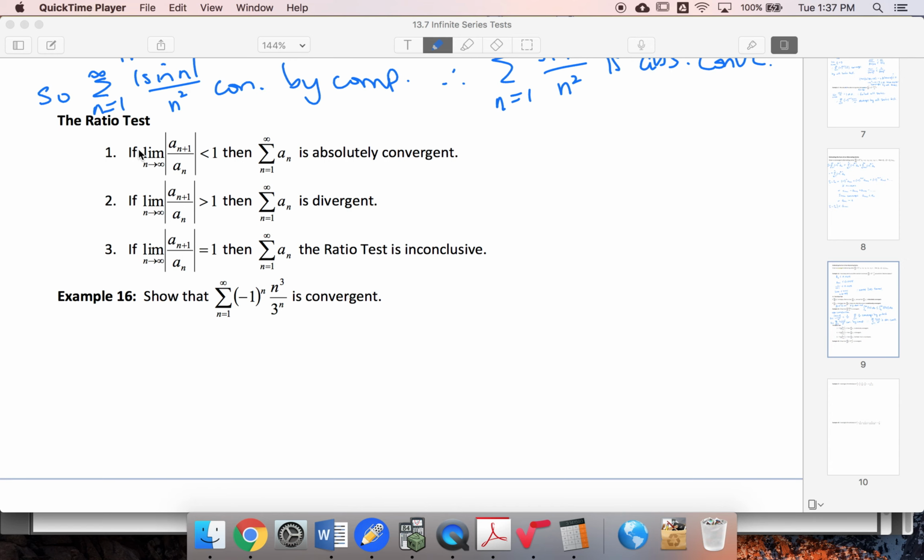I need this idea of absolutely convergent to help me with the ratio test. So the ratio test says that if I have the limit as n goes to infinity of a subsequent term divided by a term, the absolute value of that, if that ratio is less than 1, then the sum of my sequence will be absolutely convergent. Greater than 1, divergent. Exactly equal to 1, it's inconclusive and we have to use another test.